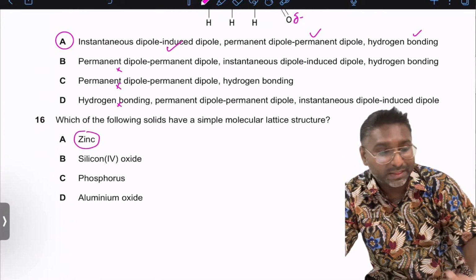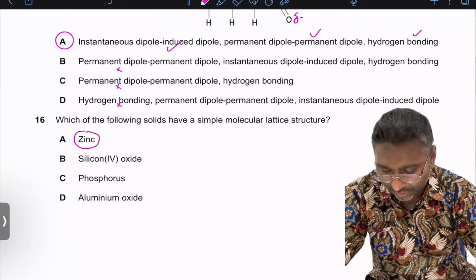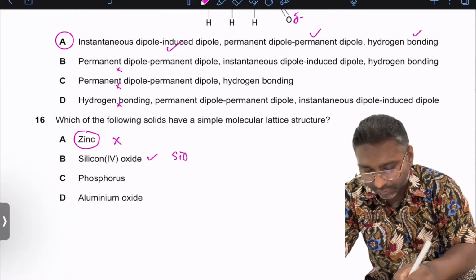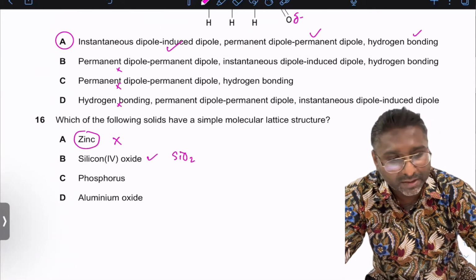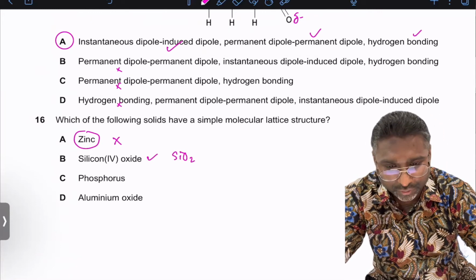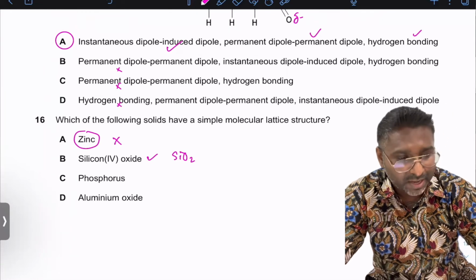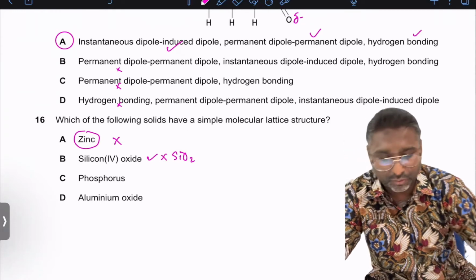Zinc. Zinc is a metal, and metal has metallic bonding, a giant metallic structure, so no. Silicon dioxide, SiO2. I told you diamond and SiO2, graphite, diamond, SiO2, they are giant covalent structures. Giant covalent lattice. So they will not come into this.